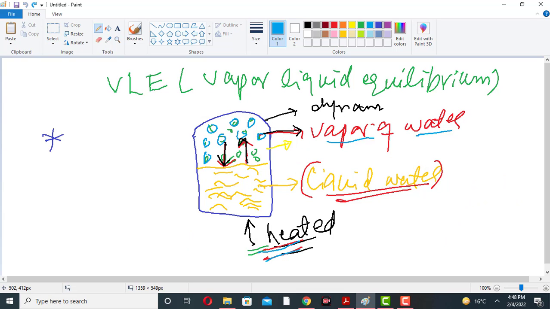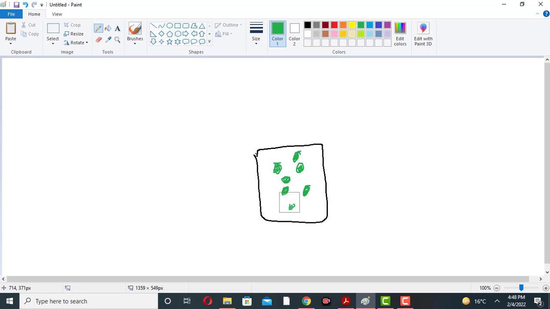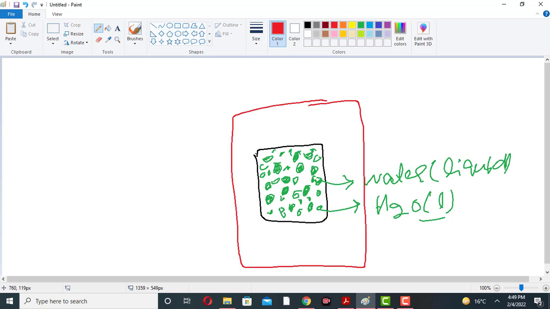Now suppose we take another beaker of liquid water. This is the liquid water molecule. The water is in liquid state. Now put this beaker in a large beaker of hot water.